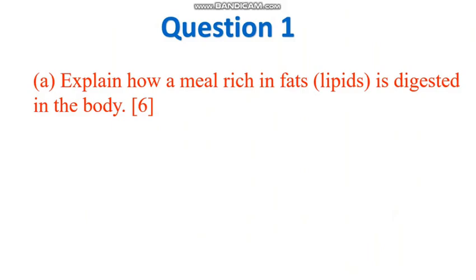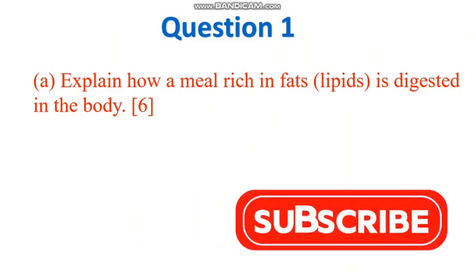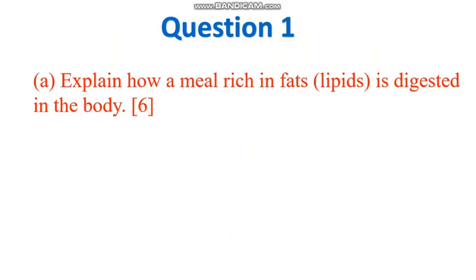So how can you explain how a meal rich in lipids is digested in the body? Okay. So first of all, you have to take note of the site of digestion where the fats are done. Then you need to explain what happens once the food that is rich in fats reaches the site of digestion. So here we can say that digestion of food that is rich in fats or lipids occurs in the small intestines, specifically the duodenum.